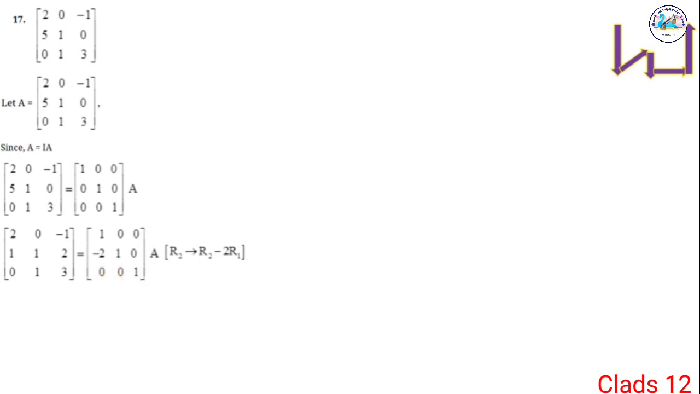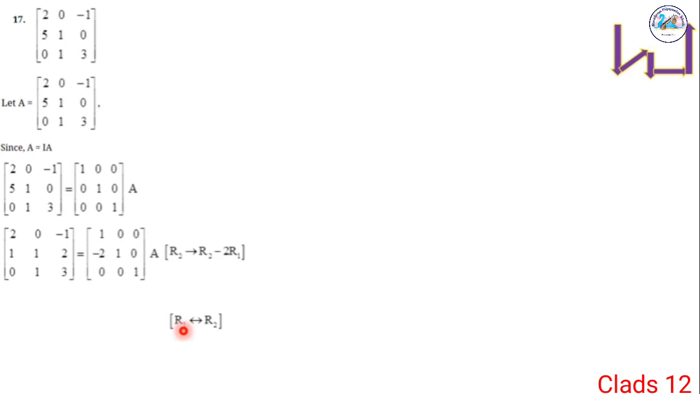Now I will tell you why we have changed this R2 first. When you look at this one, the first element is 2, below that there is a 5, and down in R3 the first element is 0. Unless an element 1 is there in any one of these, 2, 5 or 0, it is not easy for us to calculate. That's why first we made an element 1 by changing R2 this way. So that's why we have used this transformation.